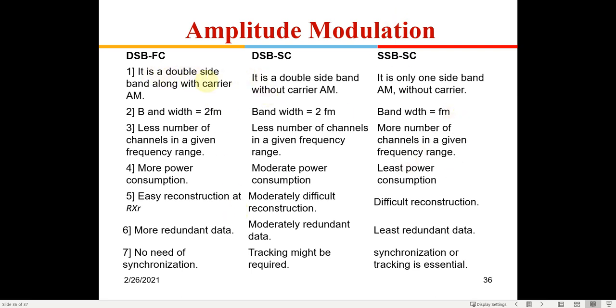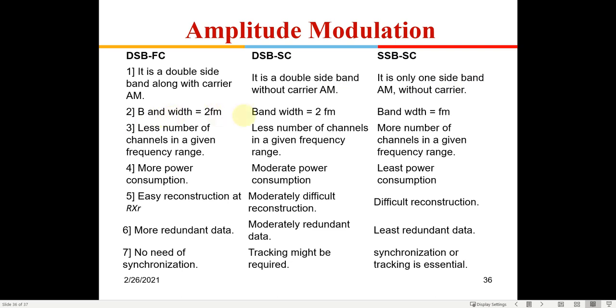So double sideband, you also call it double sideband AM. You either call it plain AM modulation, or you call it double sideband full carrier. This is double sideband suppressed carrier, where there is no carrier, both the sidebands are there. Here both the sidebands and the carrier are also there. This is single sideband with suppressed carrier. Only one sideband is available, either the lower sideband or the upper sideband. So it is double sideband along with carrier, double sideband without carrier, and here it is only one sideband.